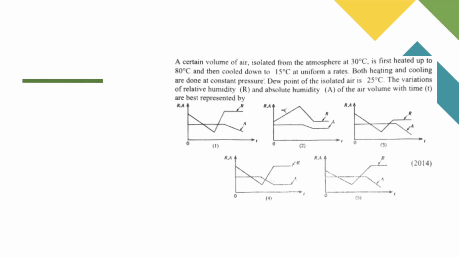Let's come back to this question. Let's try this and count. Here we have a certain volume of air isolated from atmosphere at 30 degrees Celsius. It is first heated up to 80 degrees Celsius. Now let's think quick. We have air at 30 degrees Celsius and we increase the temperature to 80 degrees Celsius.